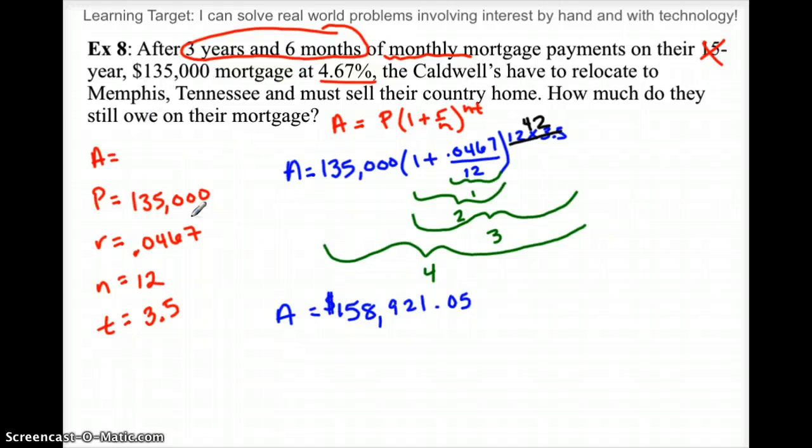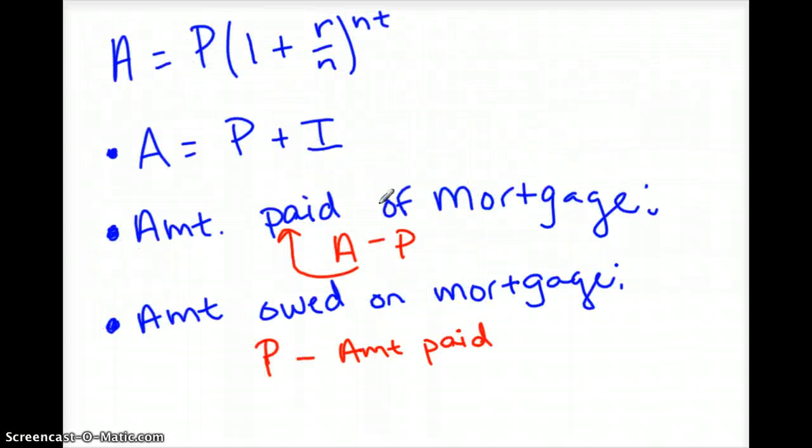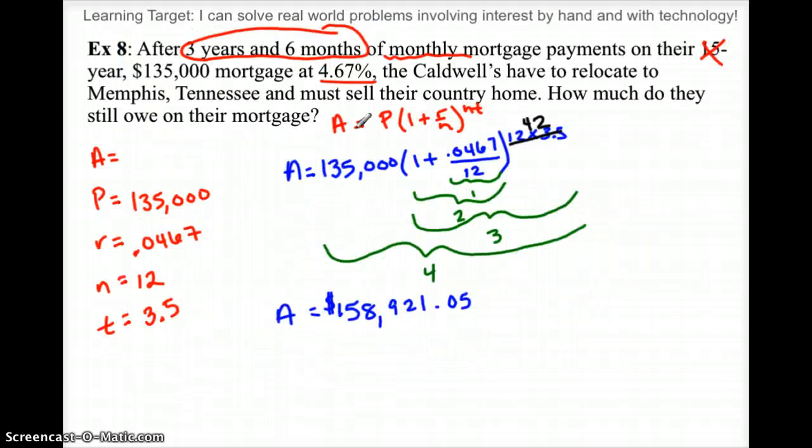Now, A really means nothing to me. How can these people only be here 3.5 years and this number is bigger than what they bought the house for? Well, remember, A isn't what we're going for. We first want to find the amount paid, so we take A minus the principal, and then for the amount owed, we do the principal minus that number. So let me quickly subtract my principal, 135,000, and see what I get.